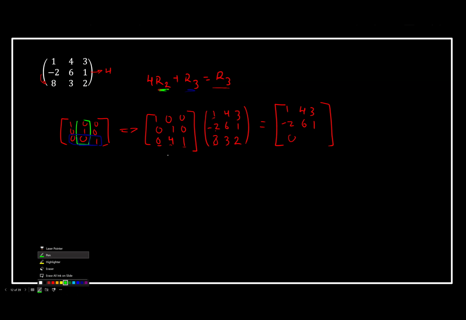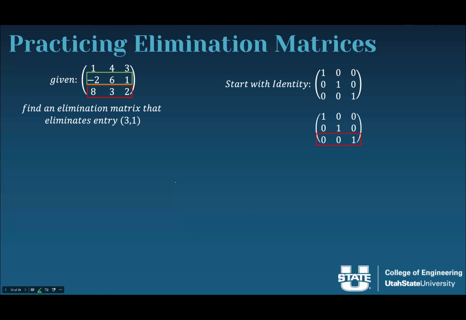And this next slide shows you basically the same thing. You start with the identity. You identify which row you want to change. So we want to change row 3, and we're going to use row 2 to do that. So we identify column 2. That gives us that little intersection point right there, the bottom 0. And that's where we put our 4.